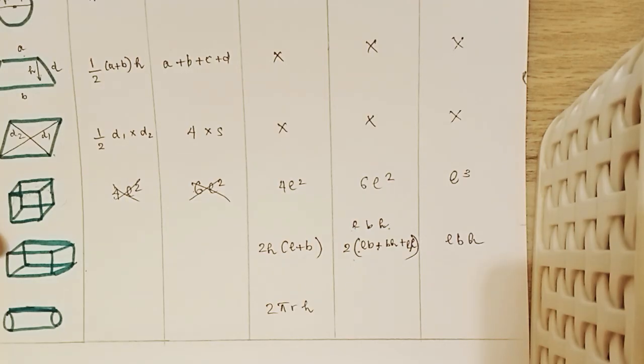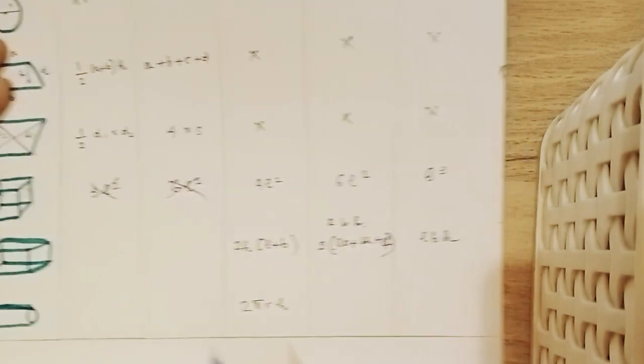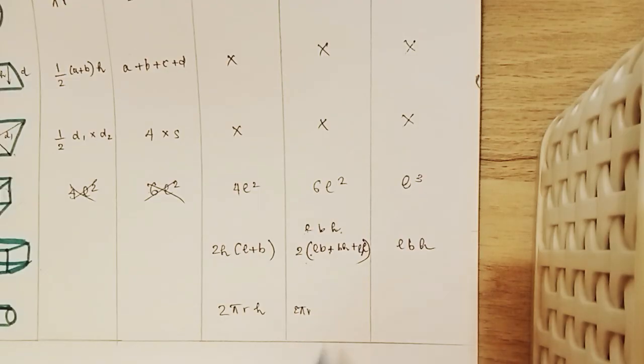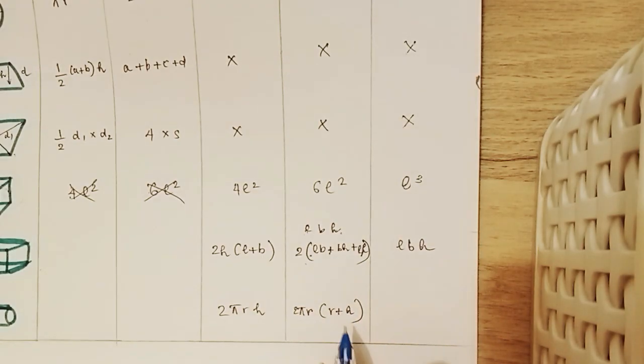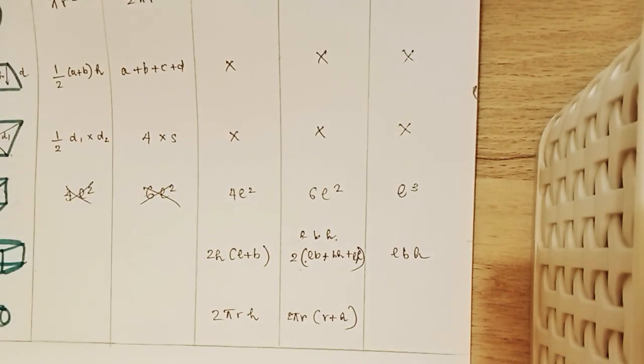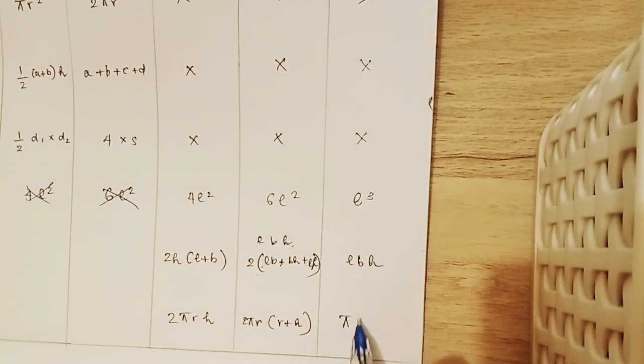What about total surface area? Total surface area is 2 pi r and then r plus h. 2 pi r meets h. 2 pi r into r plus h. Then comes the volume. Again, a circle is involved, so pi is involved. So pi r square h.